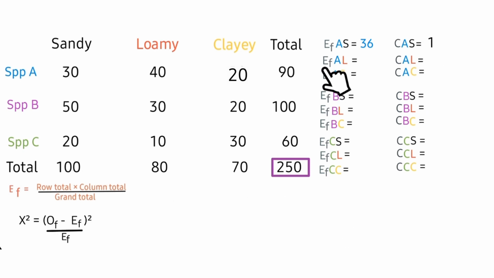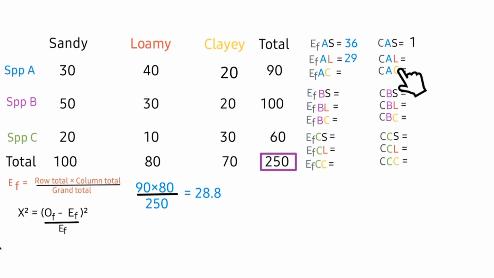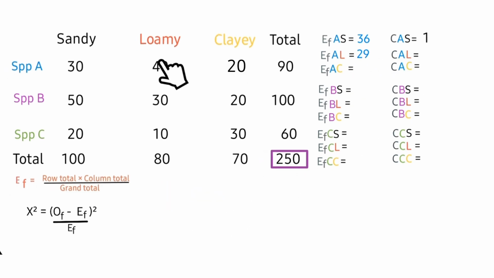Let's also proceed to calculating the expected frequency for species A and loamy soil. For species A, the row total is 90, loamy soil total is 80, then divide by grand total, which is approximately 29. Contribution to chi for species A and loamy soil.